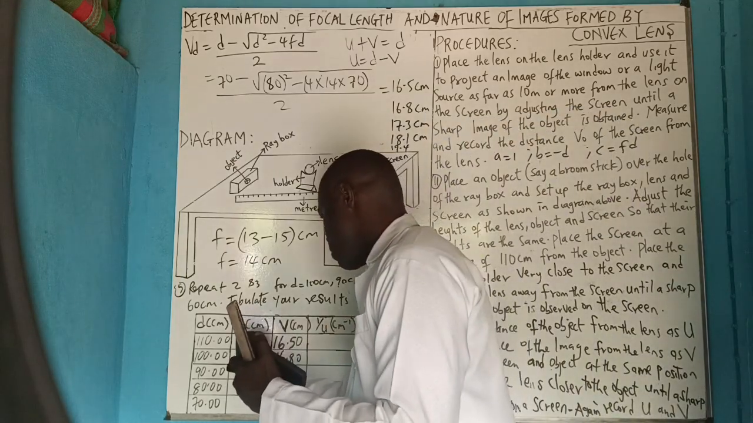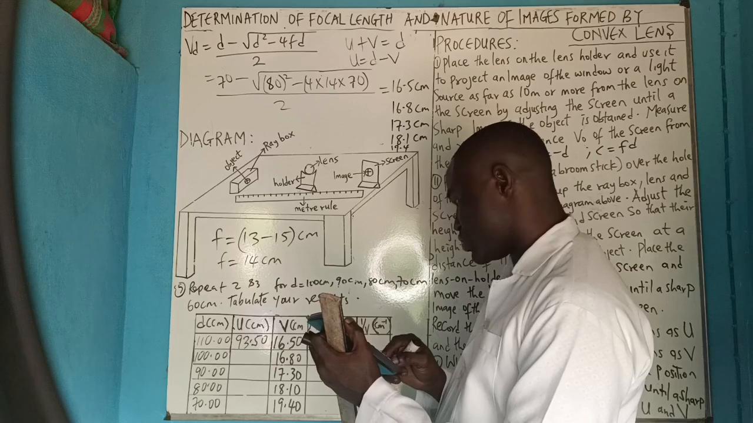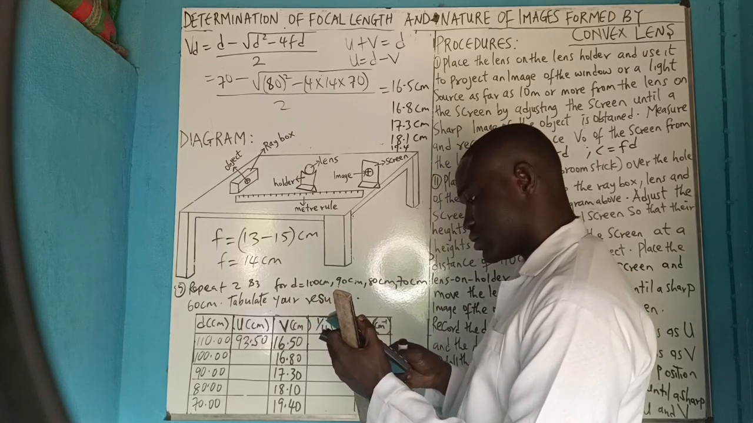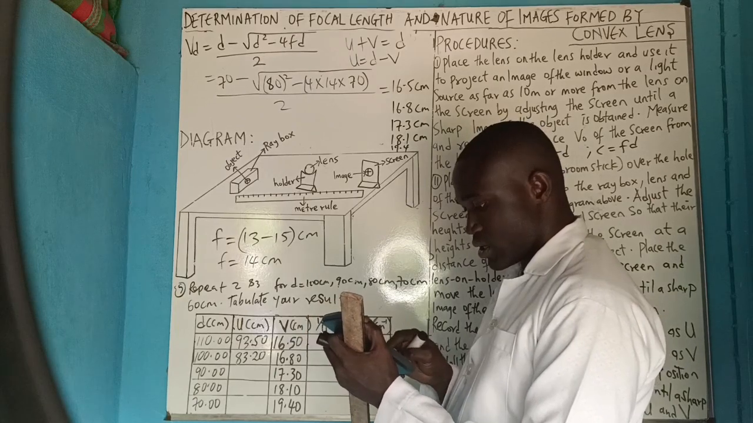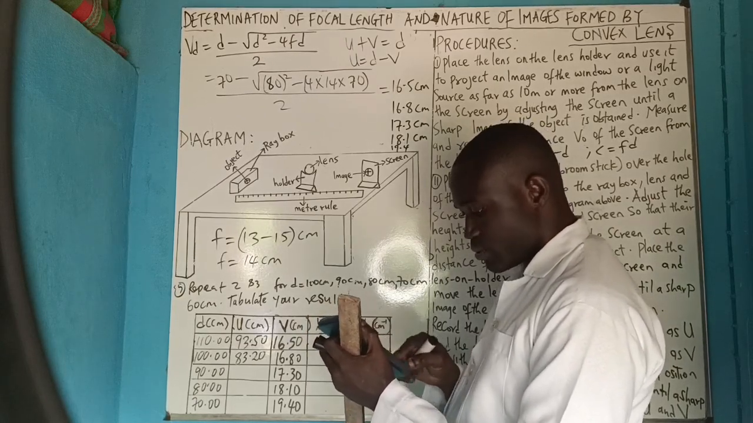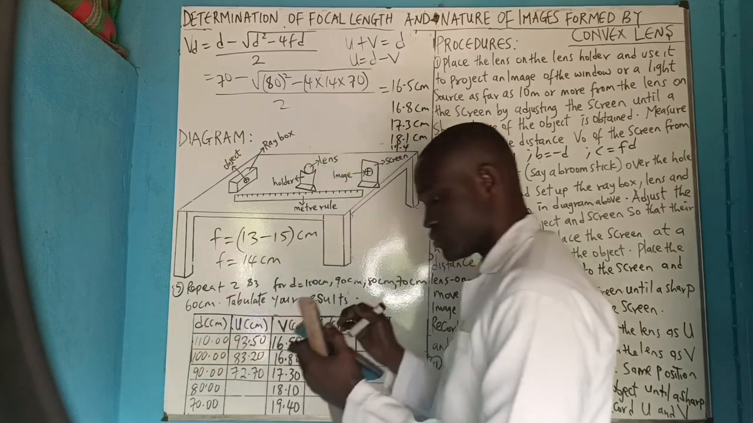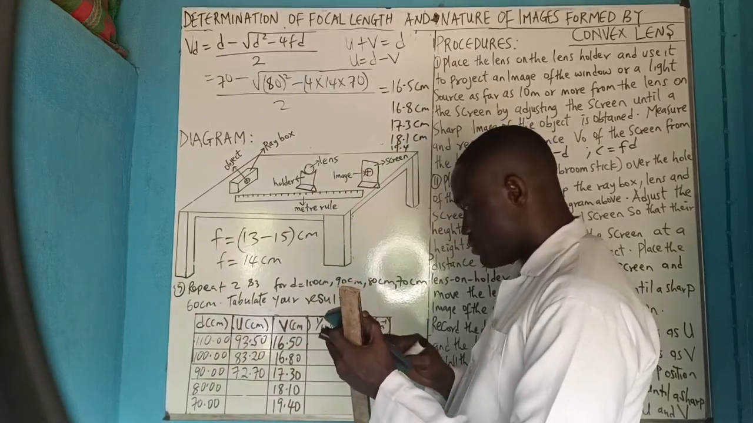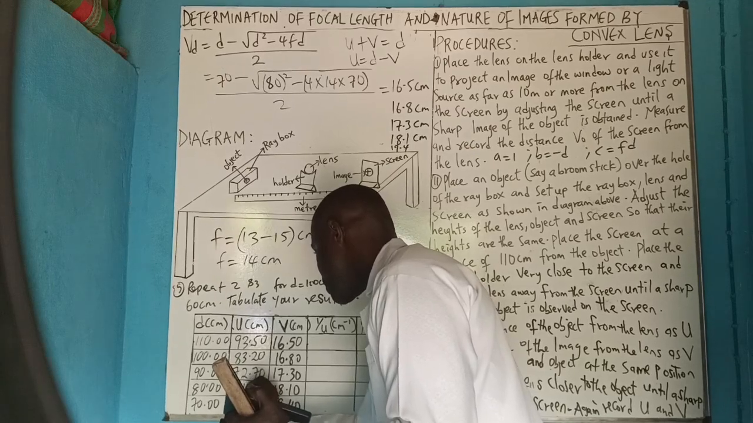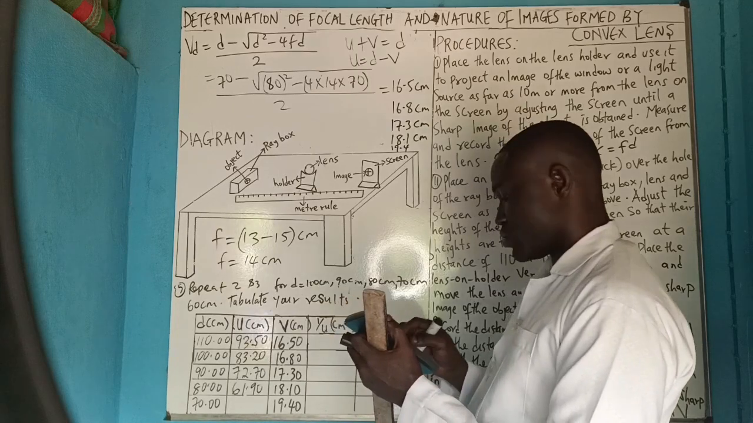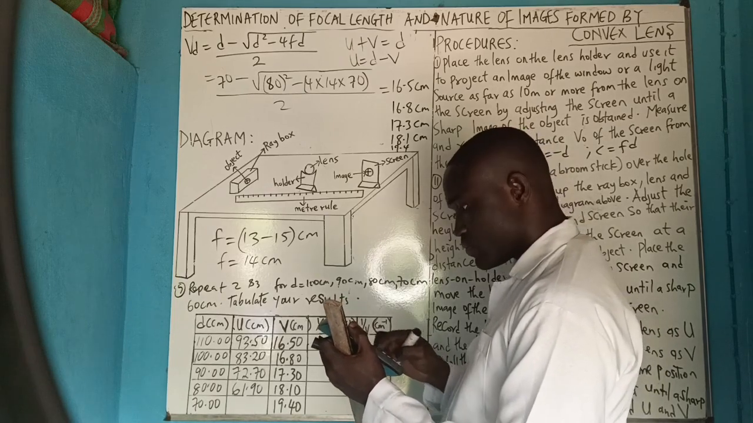Okay, so our u will now be equals to, we say this minus this, 110 minus 16.5, 93.5. You have here to be 93.50. 100 minus 16.8. This is 83.20. 90 minus 17.3. This is 72.70. Then 80 minus 18.1. This is 61.90. Then 70 minus 19.40.